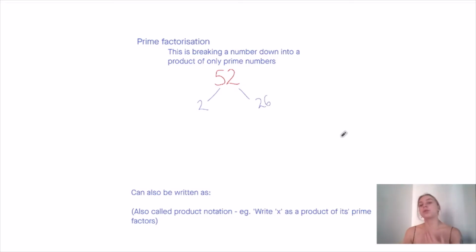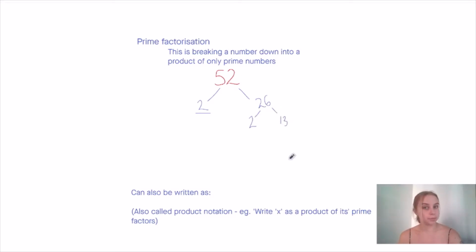Now, we know 2 is a prime number. You can only divide 2 by 2 or by 1 to get an integer. It has no other factors. So we don't need to do anything with this side. 26 is not a prime number. You can divide it by 2 and get 13, and that means it has more factors than just 1 and itself. So that's what we're going to write down. Same as before, you do 2 lines from it. 2 times 13.